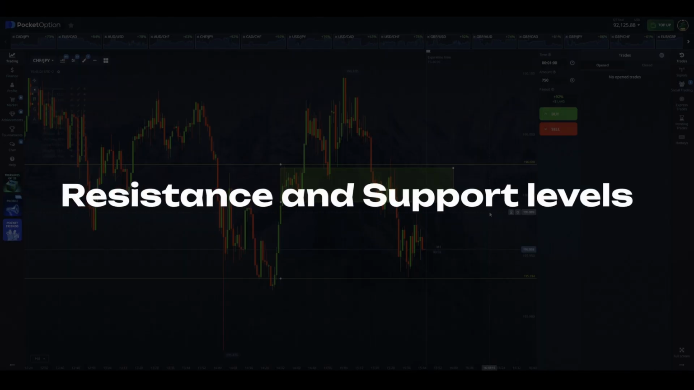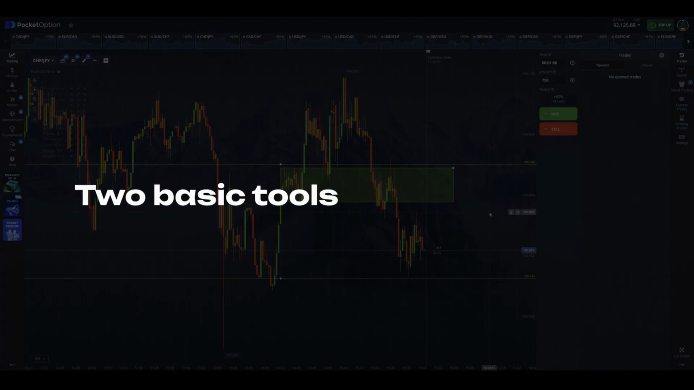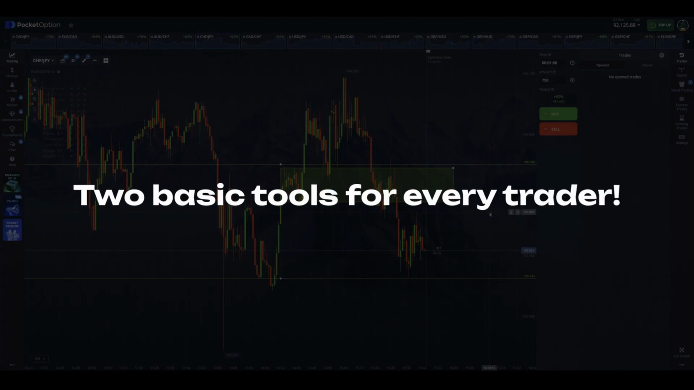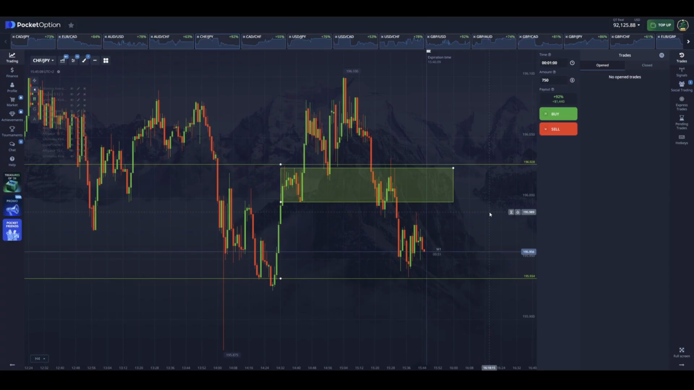Support and resistance levels. These are two basic tools that every trader must know. It seems like a very simple topic, but in reality, many beginners get confused and lost in it, and they actually don't understand what a fundamental and powerful tool it is. So watch this video carefully. We'll go over the basic parameters, specifically the levels, and you'll be able to take your trading to a whole new level. Let's get to the video.